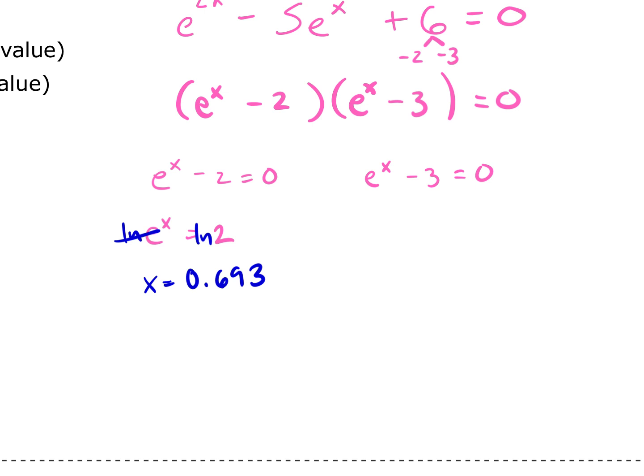Let's do the same thing with our second little equation. We're going to add 3 to the other side, and then take the ln of both sides. So ln of e cancels. We're left with x is equal to the ln of 3, which is 1.0986, which would round to 9.